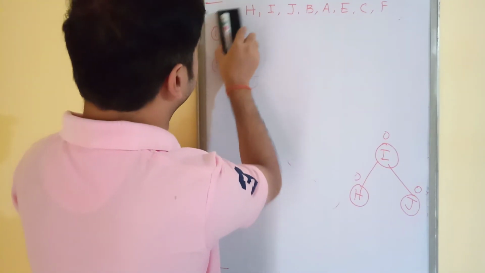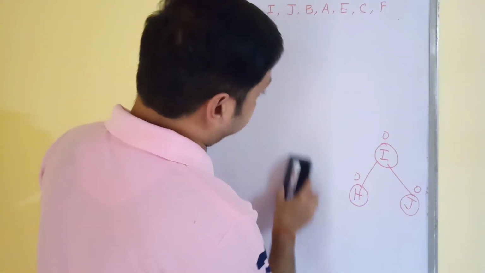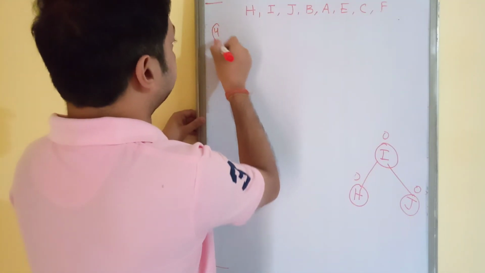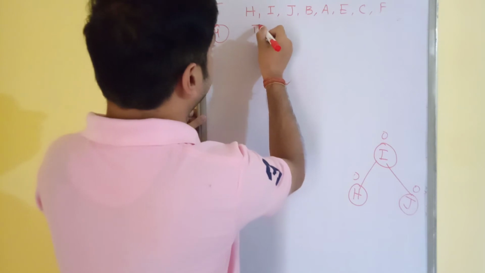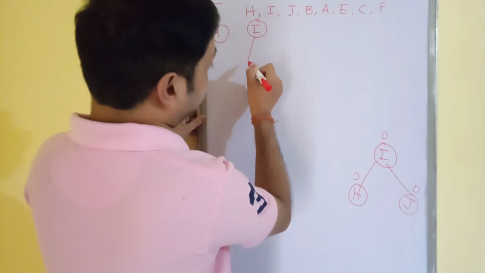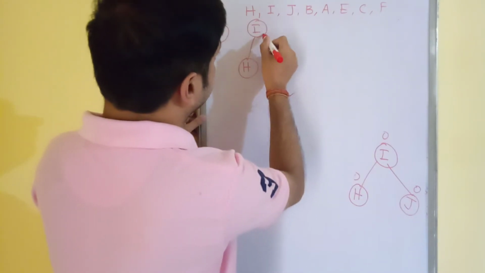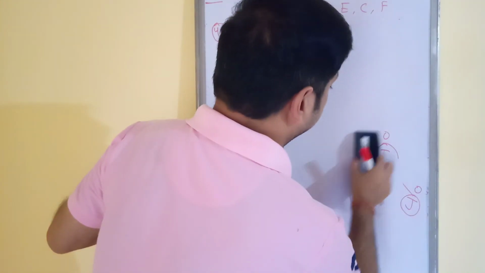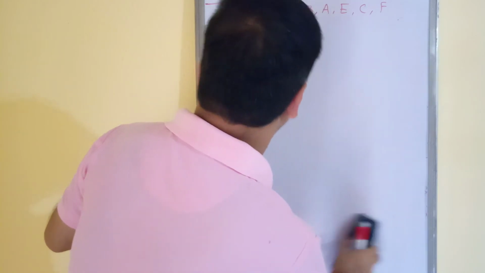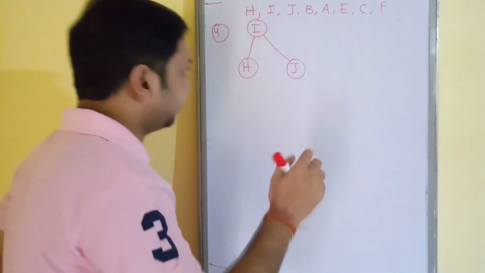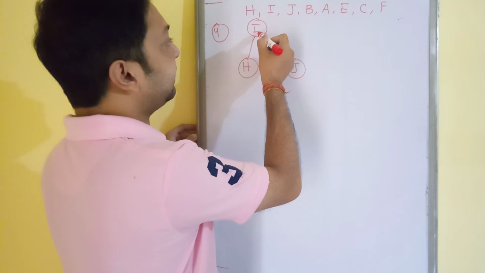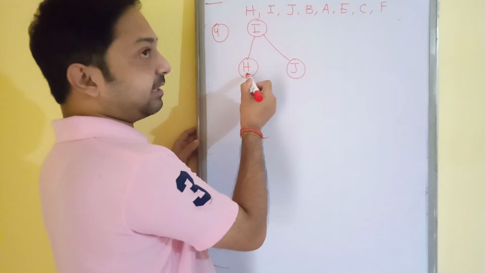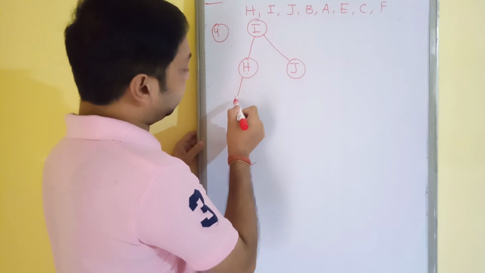In step 4, what we will do? Just see step 4. The previously defined structure was like this. That is I. This is H and this is J. Now the next node to be inserted is B. So B is smaller than I. So come to the left hand side, but on the left hand side H is already there. Again compare H and B. It is smaller, so insert it here.